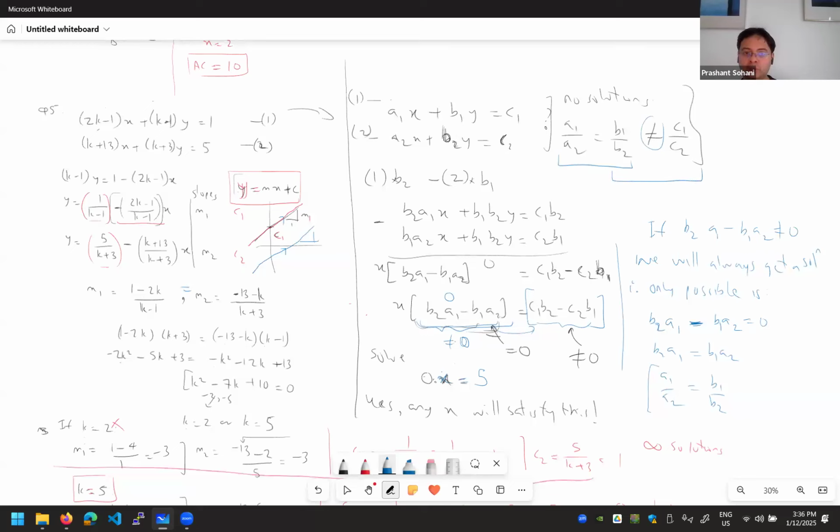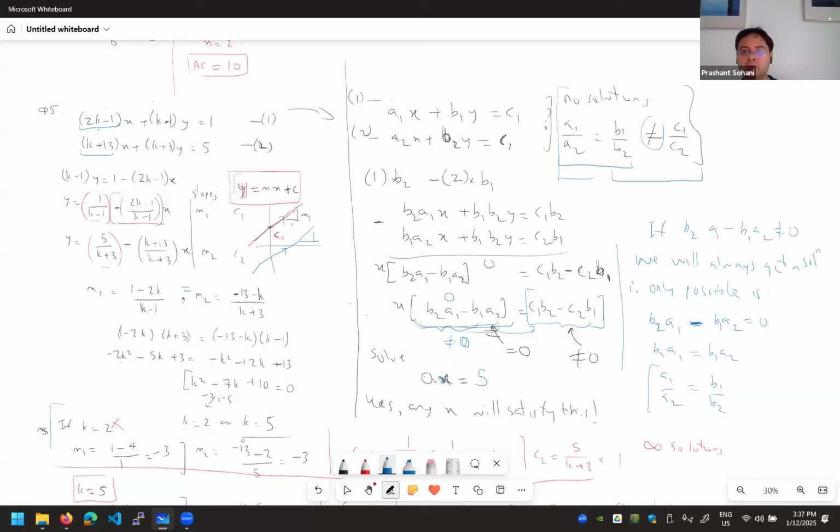If I have two equations which have no solution, then necessarily this ratio has to be like this, and it is not equal to C1 upon C2. Only then it will have no solution. Okay, and now if you want to apply this to our given problem, instead of a1 a2 we will have to write these terms, 2k minus 1 and k plus 13, etc. And if you simplify, you are going to get the same thing that we did below, so nothing different.